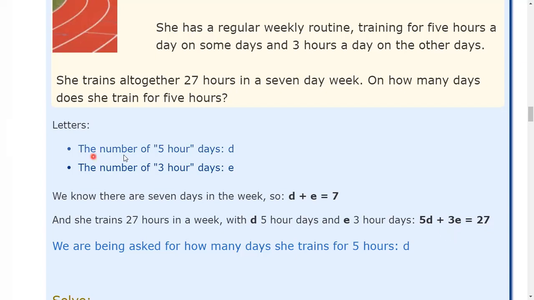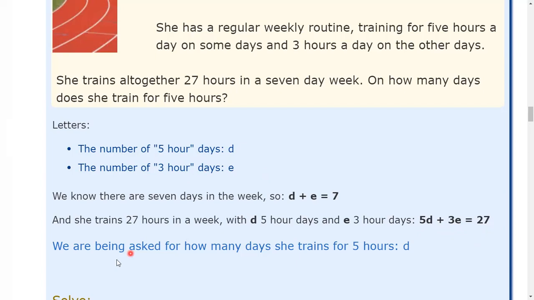You can say the number of 5-hour days as F, the number of 3-hour days as T. F for 5, T for 3. That's an absolutely right idea. So 5F plus 3T is equal to 27.